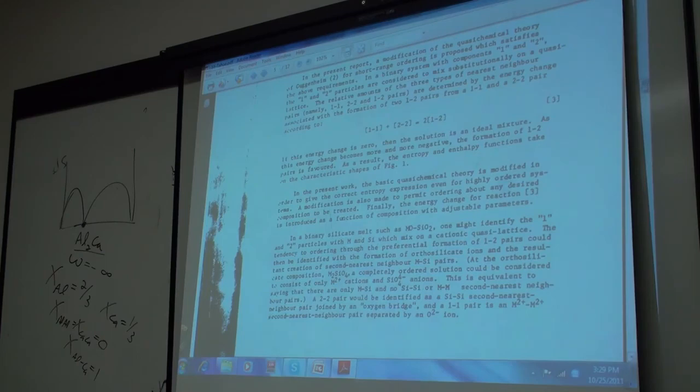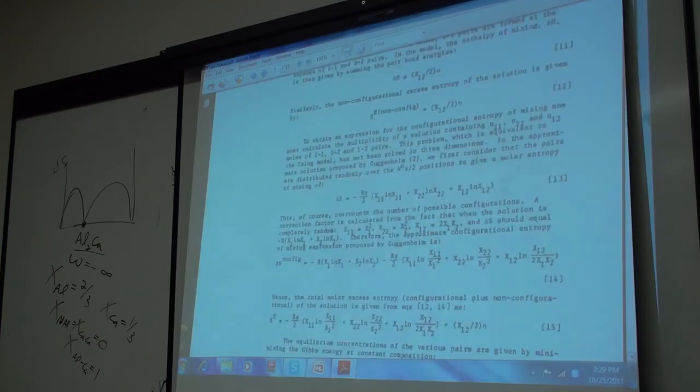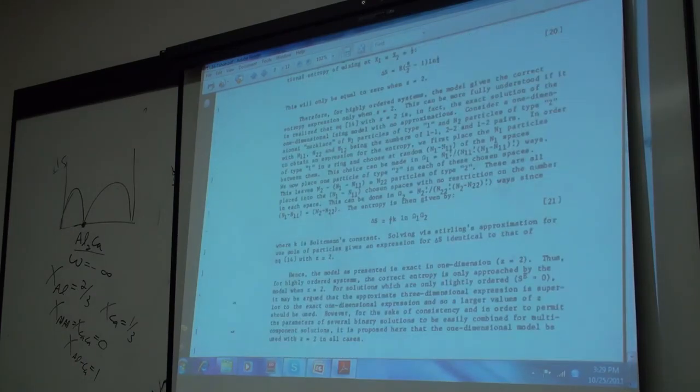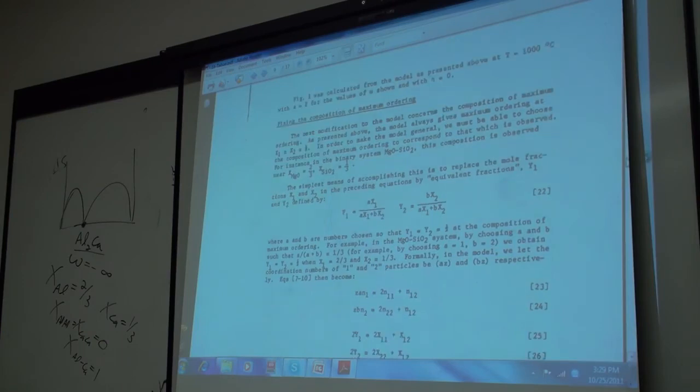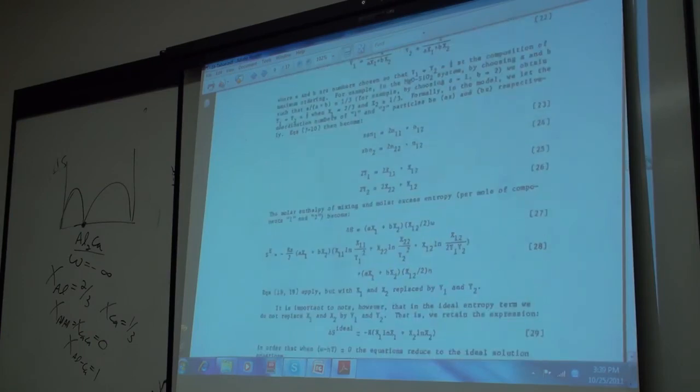Page 288, 289. This is the old paper, so our notation was slightly different. But you can follow it through. I just did basically the same thing.